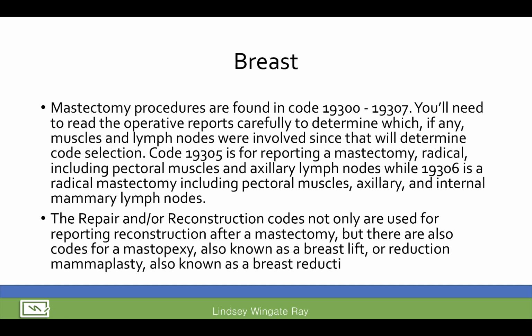Some common codes are mastectomy procedures, and they are found in 19300 through 19307. You need to read the operative report carefully to determine which, if any, muscles and lymph nodes were involved, since that will determine the code selection. 19305 is for reporting a radical mastectomy, including pectoral muscles and axillary lymph nodes. It is radical because they are taking that muscle and lymph node. So if they are taking that in your note, but they don't say the word radical, it's still 19305. 19306 is a radical mastectomy, including pectoral muscles, axillary, and internal mammary lymph nodes.